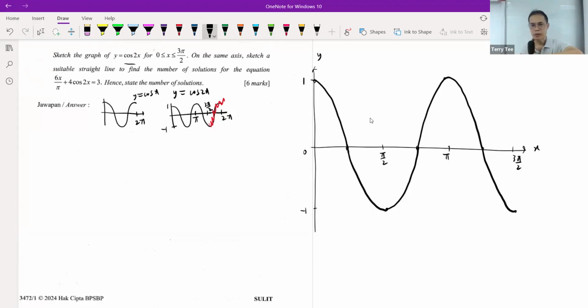Now you can subdivide everything else. This divided by 2 is pi over 4. This is 3 pi over 4. This is 5 pi over 4. Just keep increasing by pi over 4. Well, my graph is done.